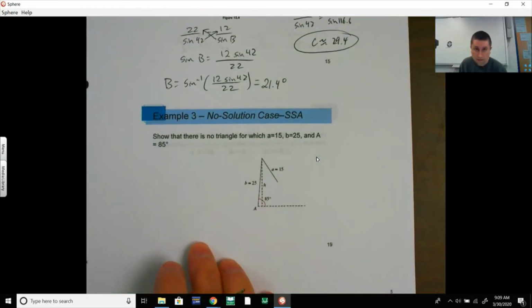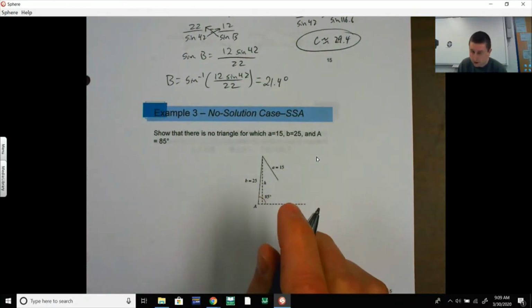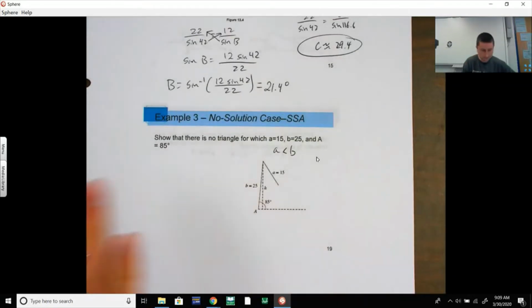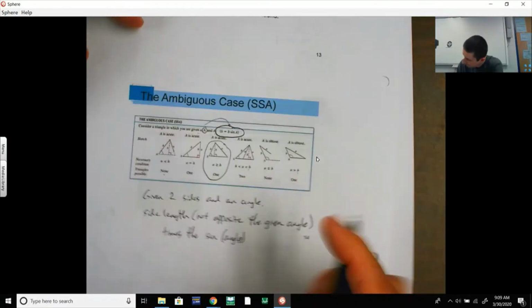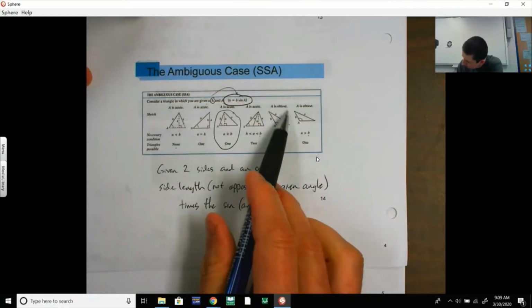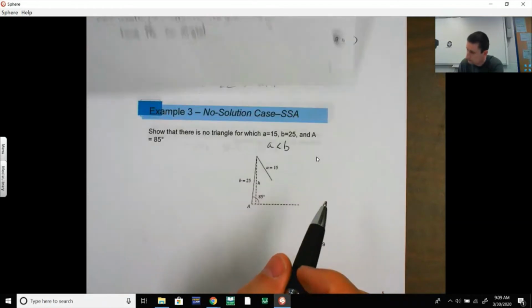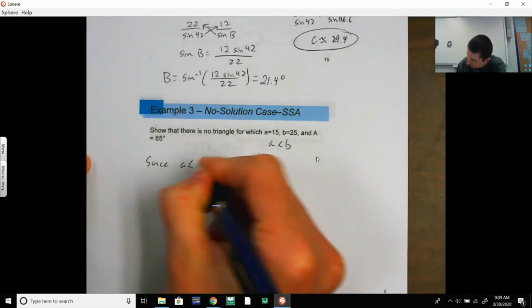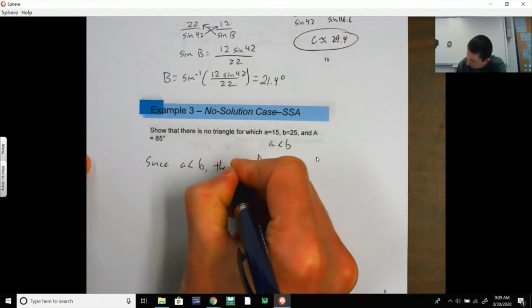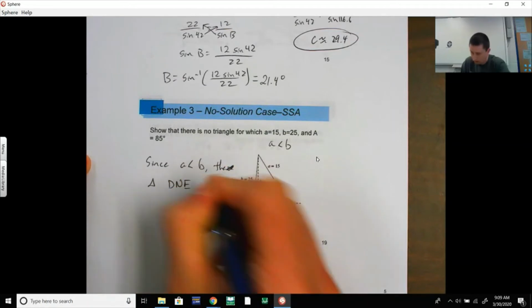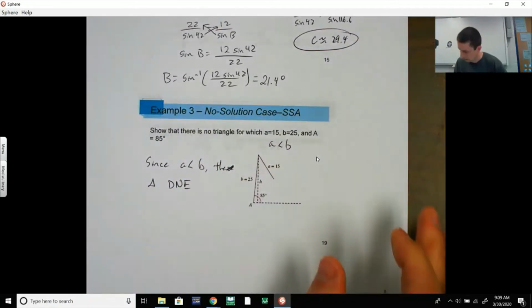Show that there's no triangle for which a equals 15, b equals 25, and A is 85. So here, a is less than b. Okay, if you look in the book, they're going to go into more detail, but a is less than b, there's no triangle. So, since a is less than b, the triangle does not exist, according to the ambiguous case SSA.